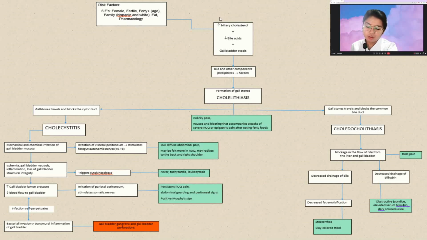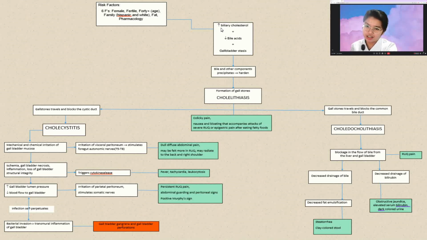Now, what triggers our body to form gallstones? What happens in our body so that we form these gallstones? First, there is increased biliary cholesterol or decreased bile acids, and there should also be gallbladder stasis. Now, when I mention these three, it's important to note that increased biliary cholesterol could be the only thing that leads to the formation of gallstones, but it could also be a combination of these two or a combination of these three.